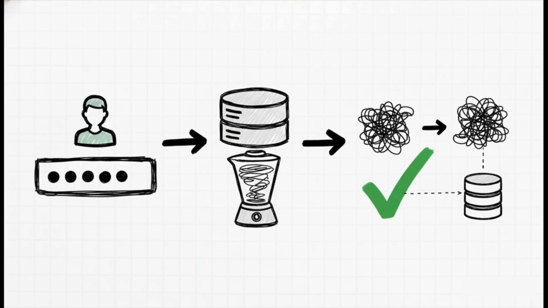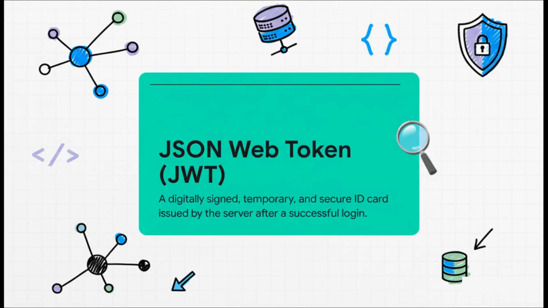So here's how it works. A user signs in, the server takes the password they typed, hashes it, and compares it to the hash that's stored in the database. If they match, great, they're in. But the server can't ask them for their password every single time they click on something. That would be awful. It needs a way to remember that this user is legit. And the solution is a brilliant little thing called a JSON Web Token, or JWT for short.